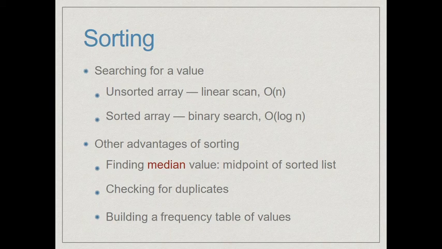For instance, if you want to find the median, the value for which half the elements are bigger and half the elements are smaller, well, the median of a sorted array is clearly the midpoint of the array. If you want to do other statistical things, such as building a frequency table of the values, when you sort these values, they all come together, right? So all the equal values will be in a contiguous block. So it is much easier to find how many copies of each value there are.